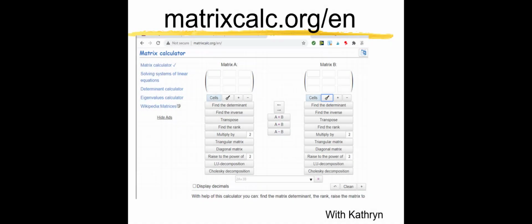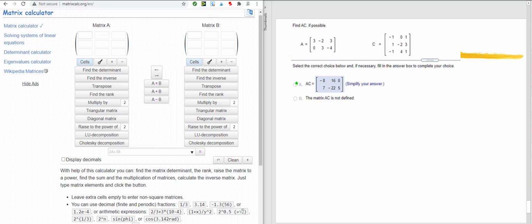Today, I'm going to use this calculator at matrixcalc.org/EN for English. And this is how we're going to do our matrices today. And you're working with me, Catherine. Let's use the matrix calculator to find matrix A times matrix C.